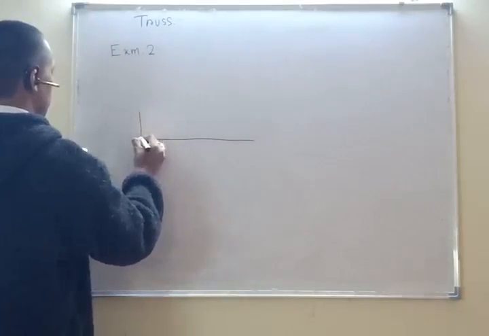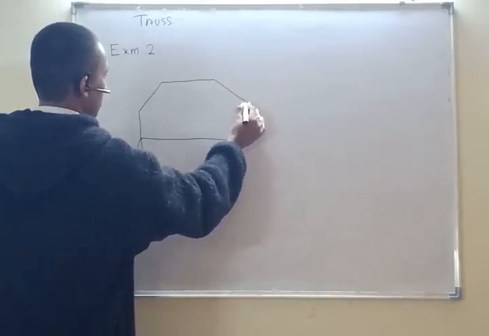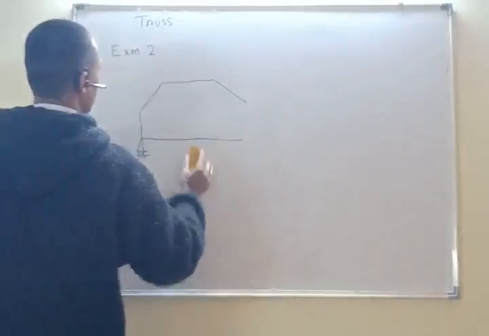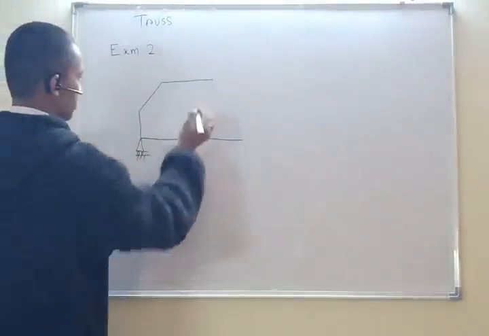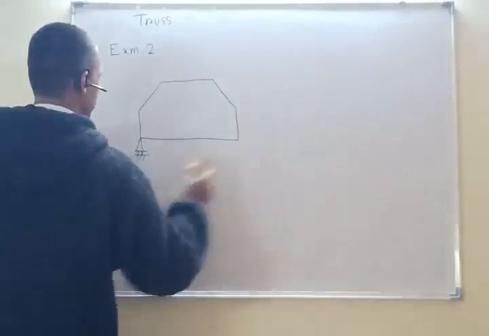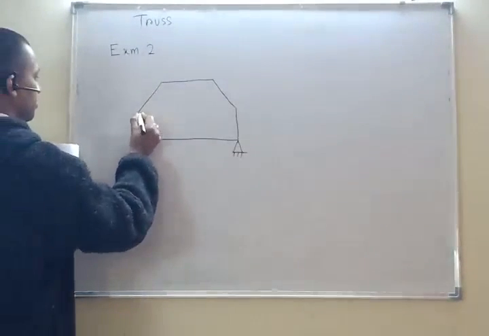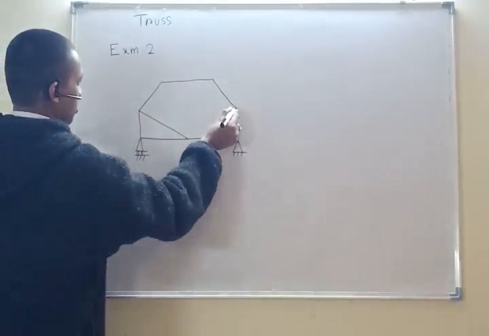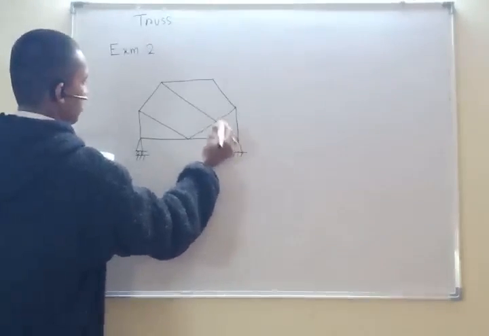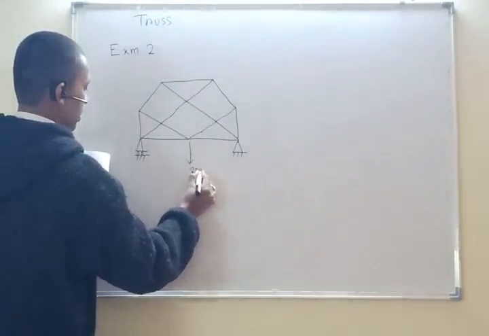Then it goes up, then like this, then like this, then like this, and then like this. Okay, after that, this and this, like this, like this. A load of 20 newton is acting like this.